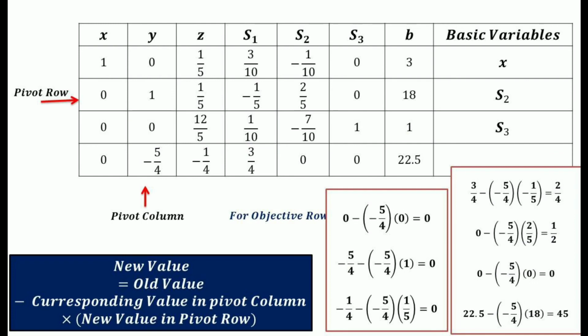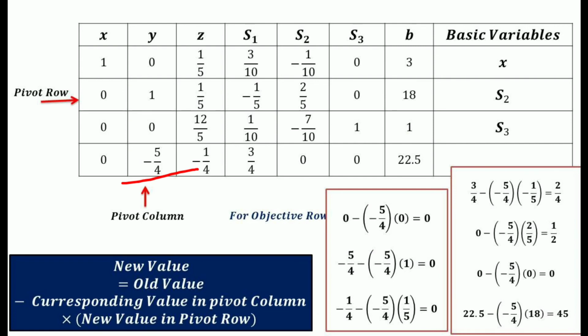Now lastly, we are going to consider the objective row. For calculating the new values in the objective row, we can use the formula, that is old value minus corresponding value in the pivot column into new value in the pivot row. The first element in the objective row, old value, is 0 minus corresponding value in the pivot column is minus 5 upon 4 into new value in the pivot row, that is 0. So 0 minus 5 upon 4 into 0, which is equal to 0.